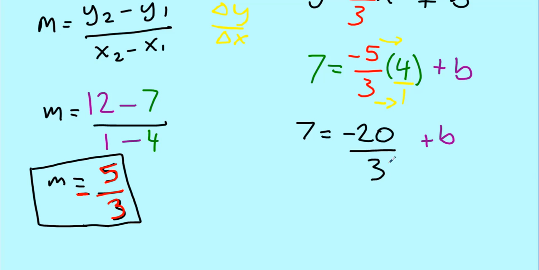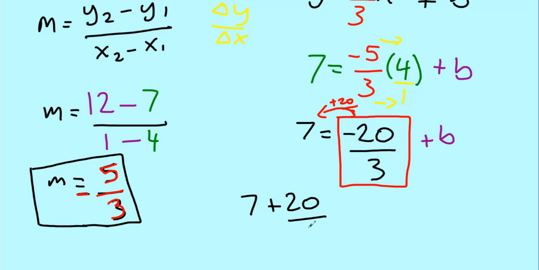So I need to bring this fraction over to the other side. If you wanted to multiply everything by the common denominator, you can do that, but I'm not going to do that. So I'm going to add 20 over 3, because 20 over 3 minus 20 over 3, they cancel out to be 0. So I will have 7 plus 20 over 3, and the only thing that's left on the other side is my b value.